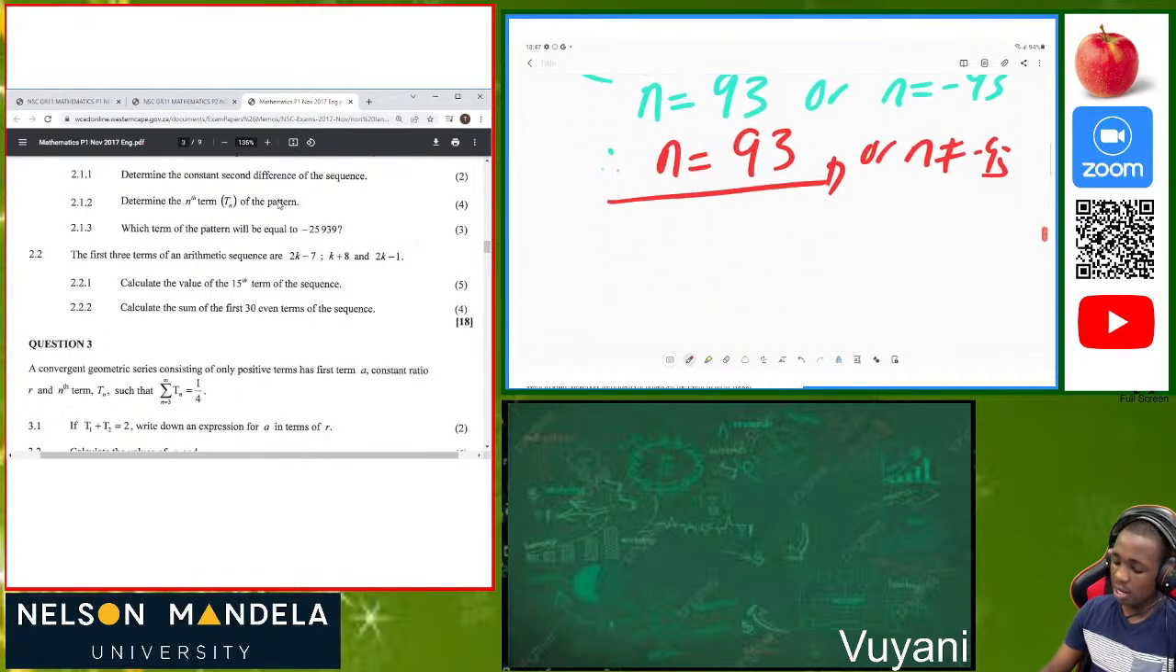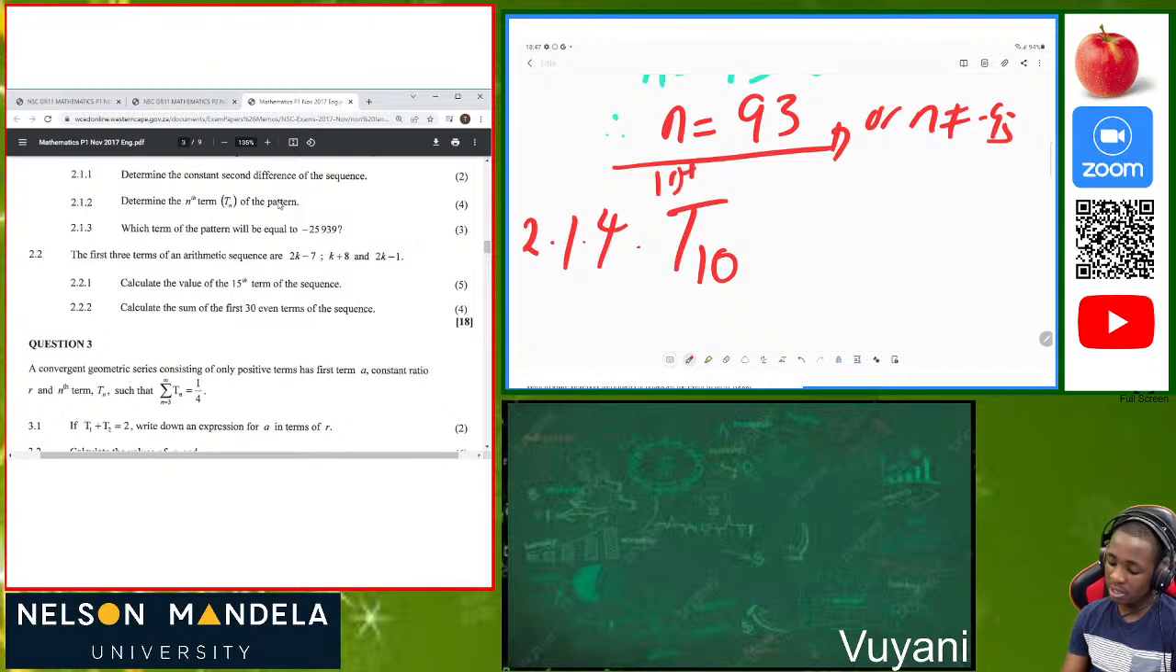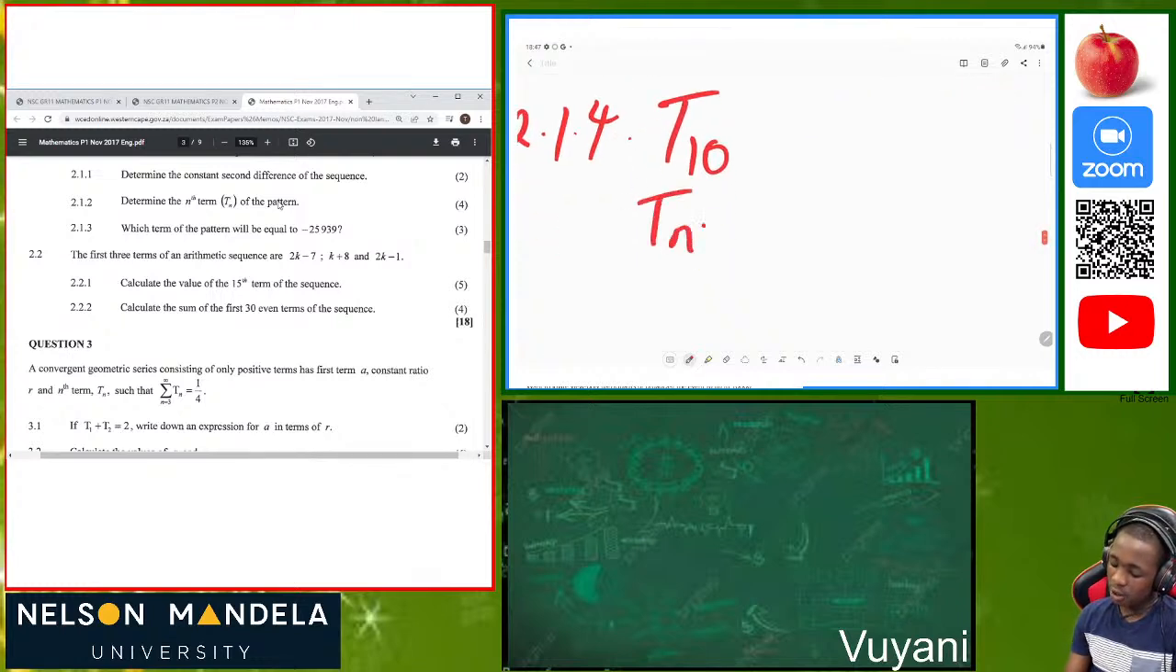Okay, let me just create another question. Let me just say 2.1.4. So my question now is saying determine the 20th term. So in other words, we just need T20, or let me just say T10. Determine T10. So how do we do that? Or when they say 10th term, because that's the question which I'm not seeing here, because they usually ask it. So now we know that Tn is equal to negative 3n squared plus 8. So now they want the 10th term.